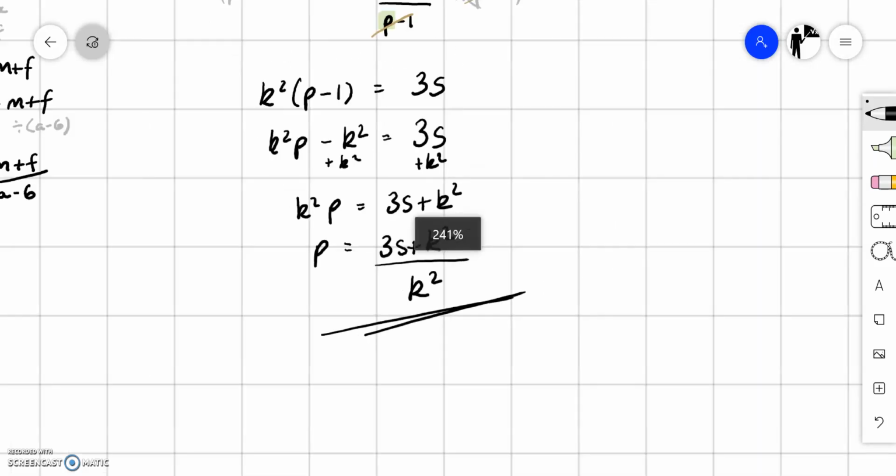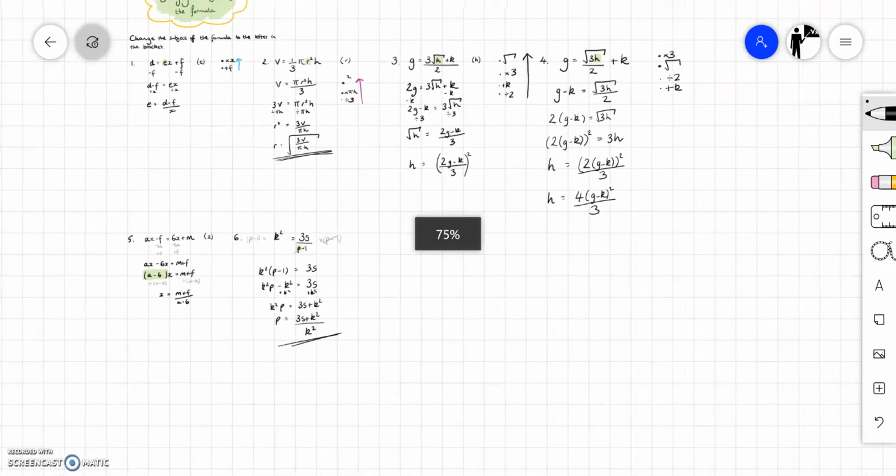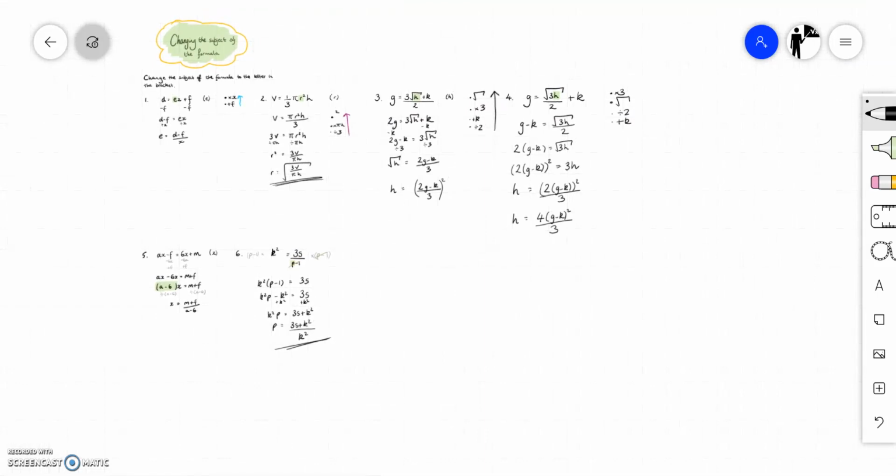Okay, so I've taken us through more or less all of National 5 changing the subject of the formula in this video. Quite a lot going on here, but these are really important skills if you want to progress further with your mathematics. Thank you very much.